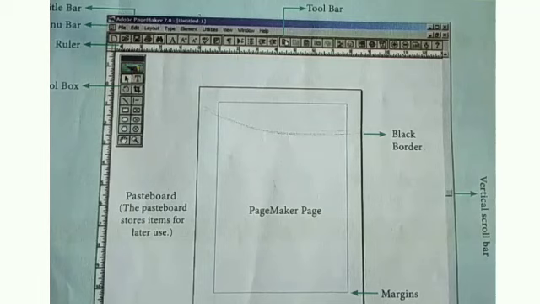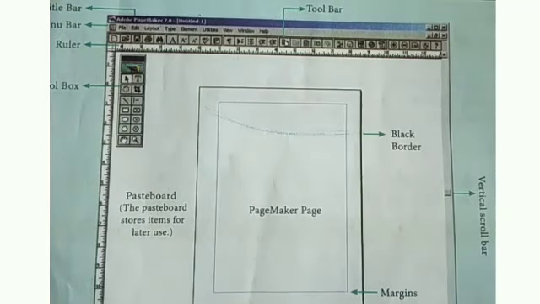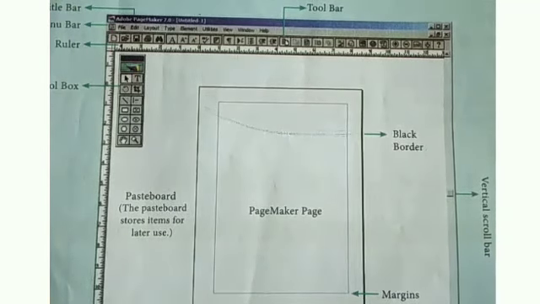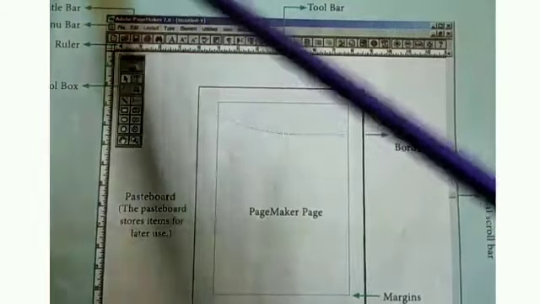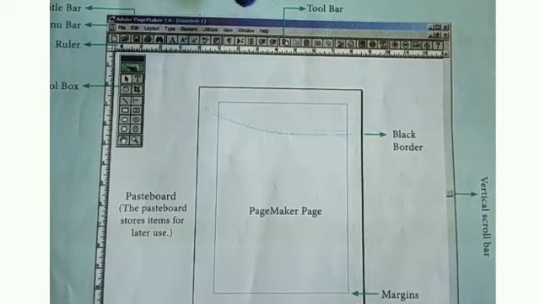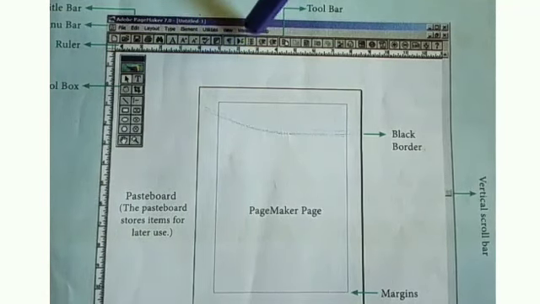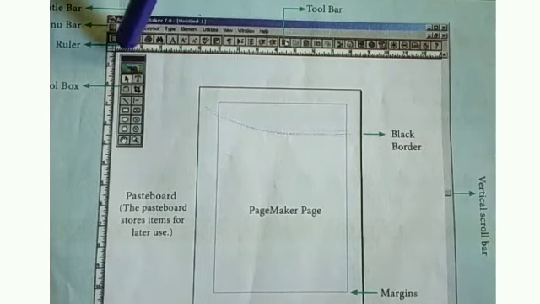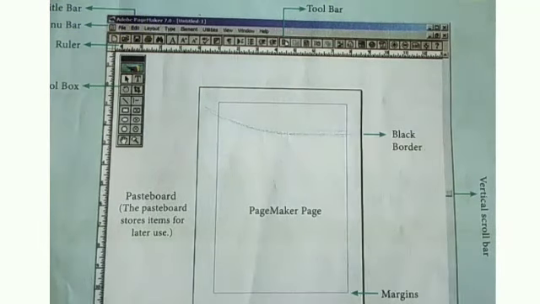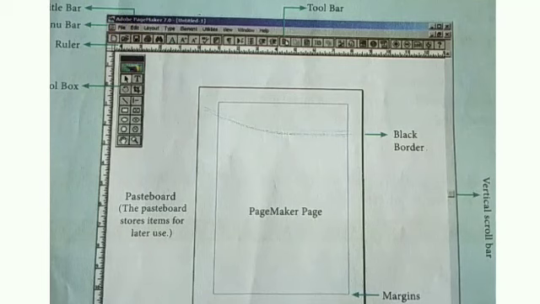Okay, next, below the title bar is the menu bar. How many menus does PageMaker contain? Nine menus. First one is the File menu, second the Edit menu, third the Layout menu, fourth the Type menu, next the Element menu, next the Utilities menu, next the View menu, next the Window menu, next the Help menu. Each menu has some options. For example, the File menu has the options New, Save As, Open, like that.